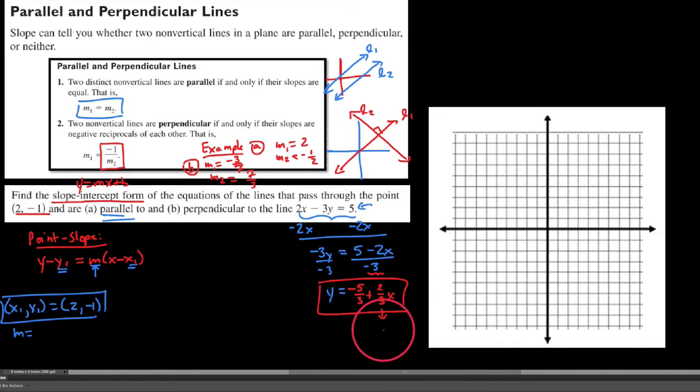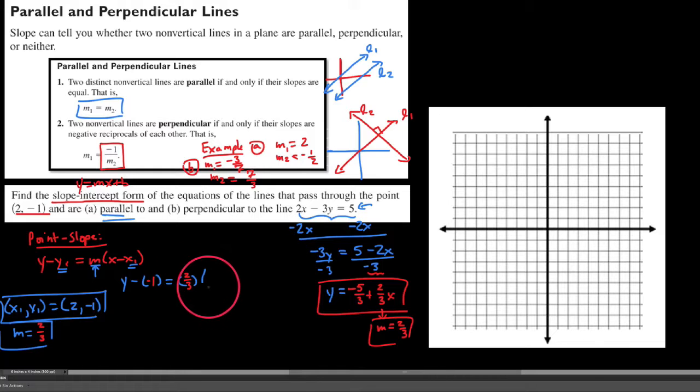So the neat thing about this here is that this line, the one that we're comparing it to, has a slope of 2/3. Okay? So in this case, since I want it to be parallel, we're going to go ahead and keep this as a slope of 2/3. And we'll just go ahead and put this into our point slope form. So y minus y1, where our y1 is negative 1, equals m. Our m here is 2/3 if we want it to be parallel.